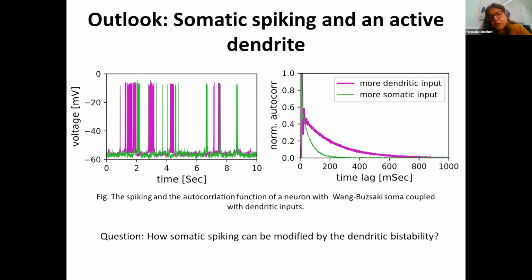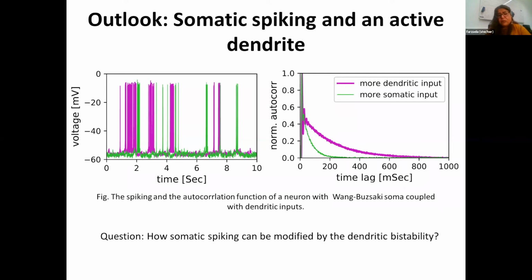When you look at the autocorrelations of the spike train of the cell, averaged across many trials, you can see that immediately when you have more input to the dendrites, in a region where we expect to have bistability, of course the time scale is much longer. I don't have a figure here, but if you inject current to the dendrite and you are not in a bistable region, then this time scale will reduce. So this has definitely changed the spiking statistics, the output spiking statistics of the cell.